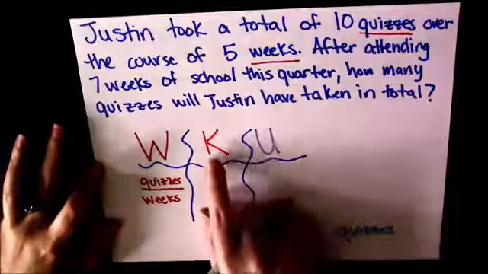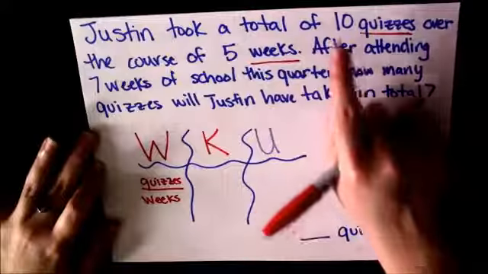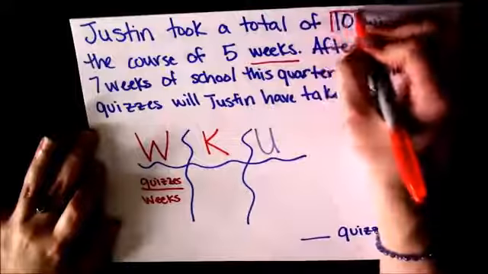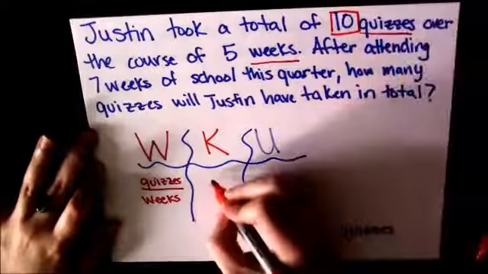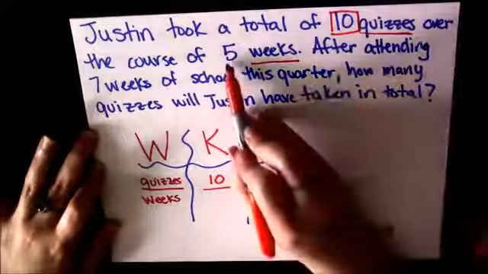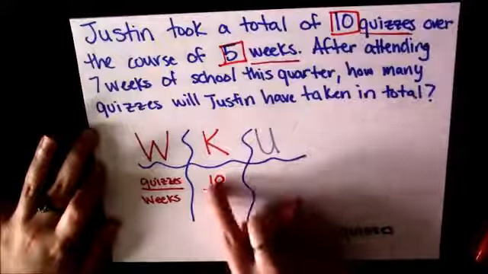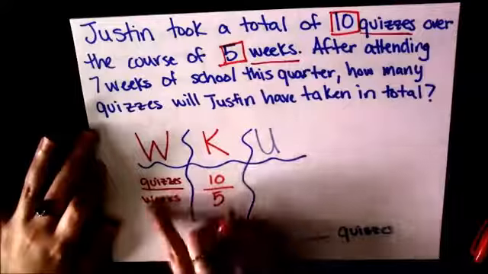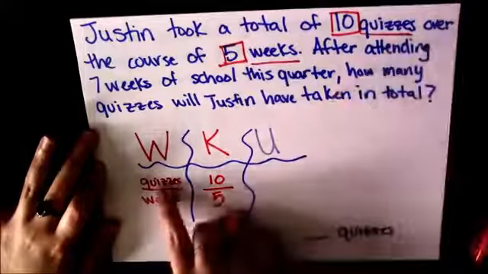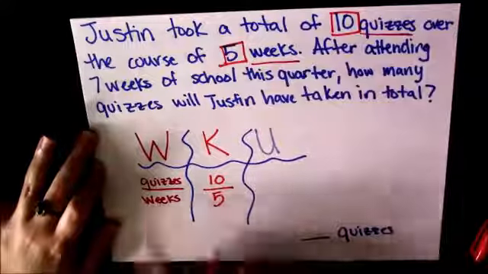So now I need to know, what do I know? So in that first sentence, they give me two different numbers. They give me the 10 here for the quizzes, so I know it's 10 quizzes over 5 weeks. So 5. Now I need to make sure if I match it up, I have the right numbers. So here it says 10 quizzes, 10 quizzes. Here it says 5 weeks, 5 weeks.